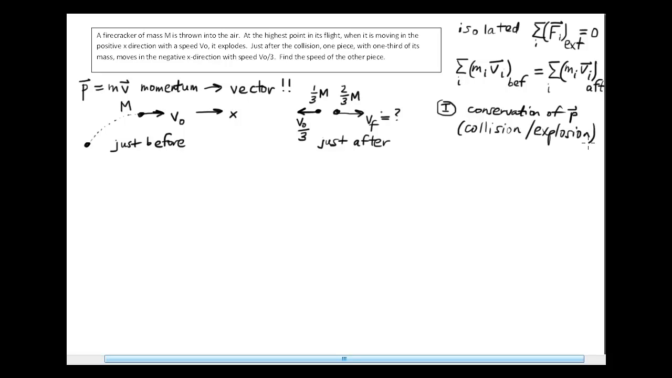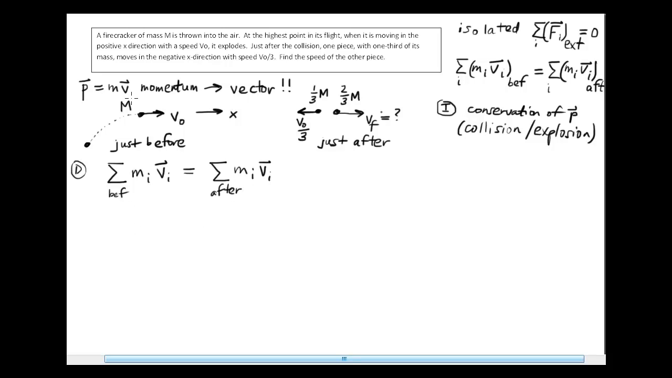And now let's set it up. All right, we want to now develop a plan. So what we do is we write down the sum of m times v for all the pieces before the collision. This is the before side, and that will be equal to the sum of those products, m sub i times v sub i, for all the pieces after the explosion.